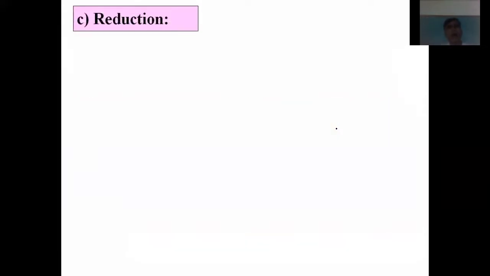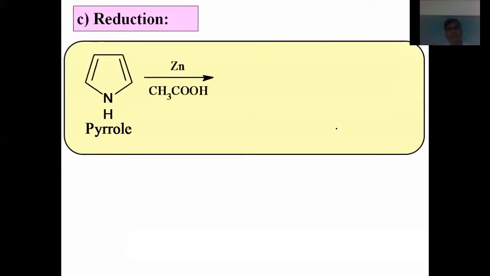Let us see how the pyrrole undergoes reduction. Now actually, how will you define reduction? Yes, simply we can say that if there is addition of hydrogen, exactly vice versa of the oxidation. Okay, what is the reduction? Addition of hydrogen or removal of oxygen. Pyrrole, when treated with the zinc metal in acetic acid.